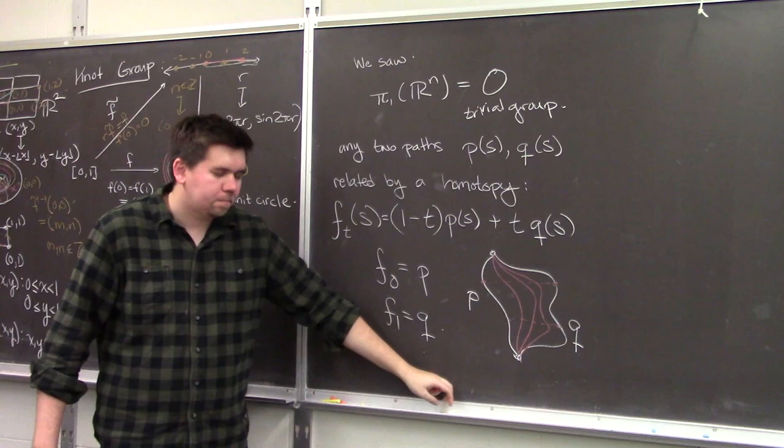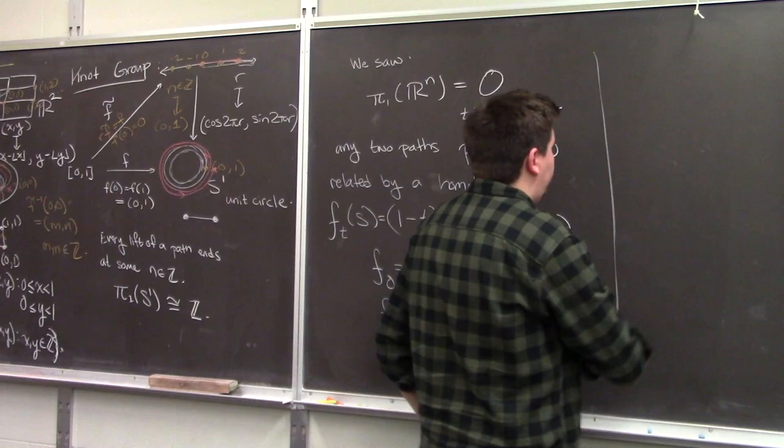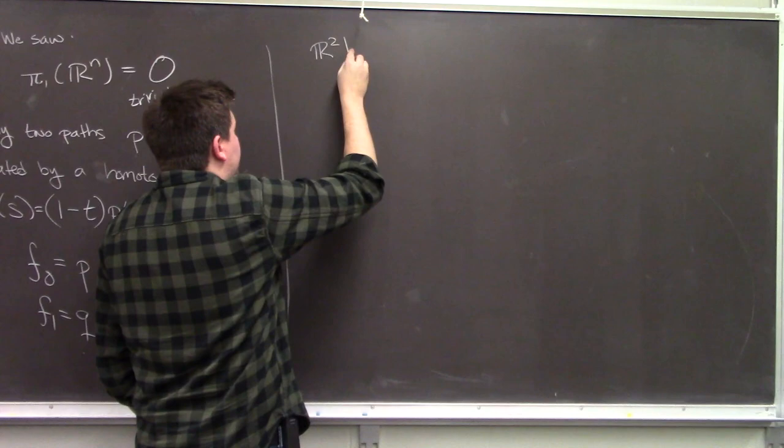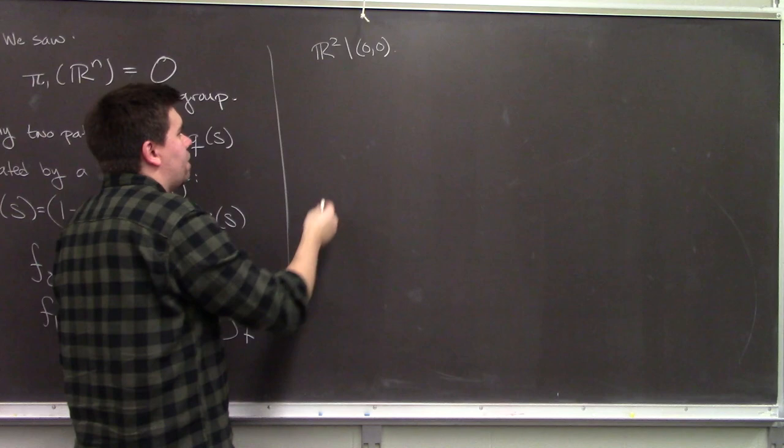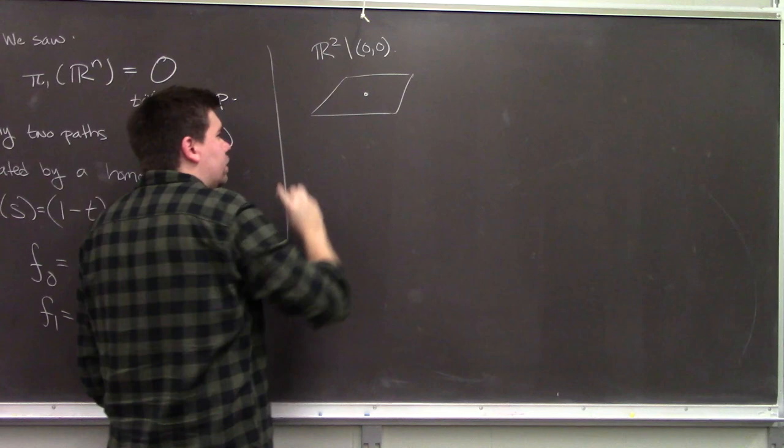Okay, so let's consider a few other ones. How about R2 minus a single point? So what would that be? That's going to be a plane, but someone just removed a point.